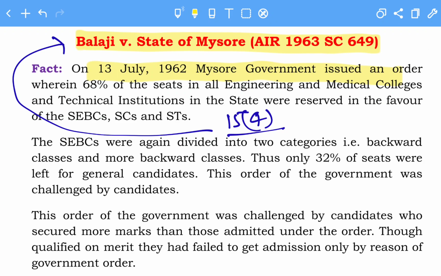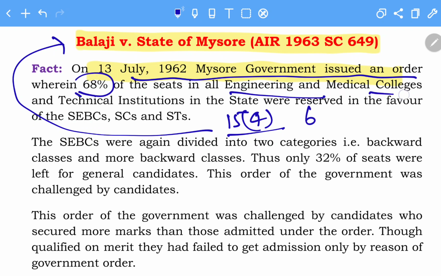So what happened in this case? On 13 July 1962, the Mysore government issued an order wherein 68% of the seats in all the engineering and medical colleges and technical institutions in that state were reserved for three categories of people: the socially and educationally backward classes, SC, and ST. For this category of people they made the reservation, and the total percentage of reservation was 68%.